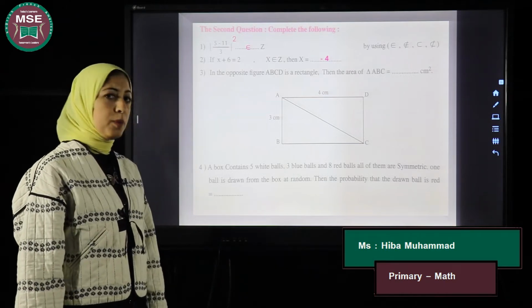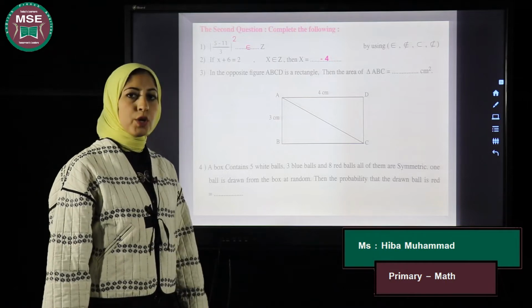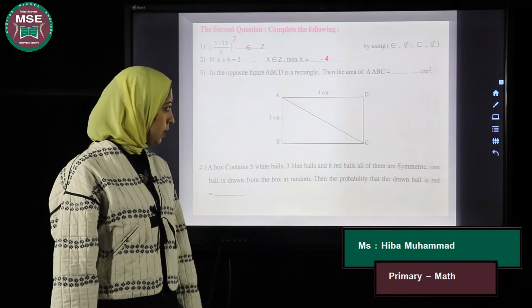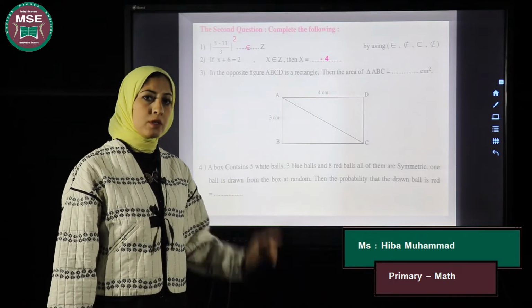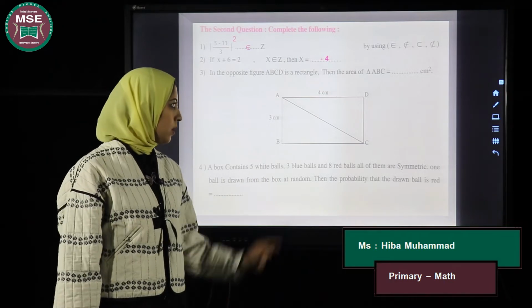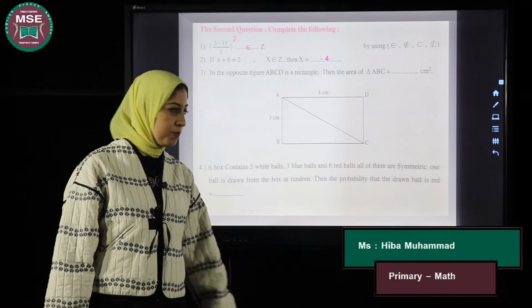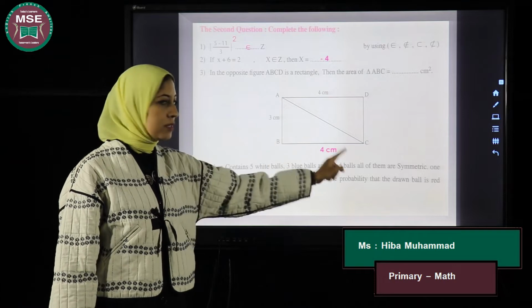Number 3, in the opposite figure, ABCD is a rectangle. Then the area of triangle ABC equals space. Look at this rectangle. The property of the rectangle is that each two opposite sides have the same length. It means 4 and the other side is the same, 4 also. He is asking about the area of triangle ABC.